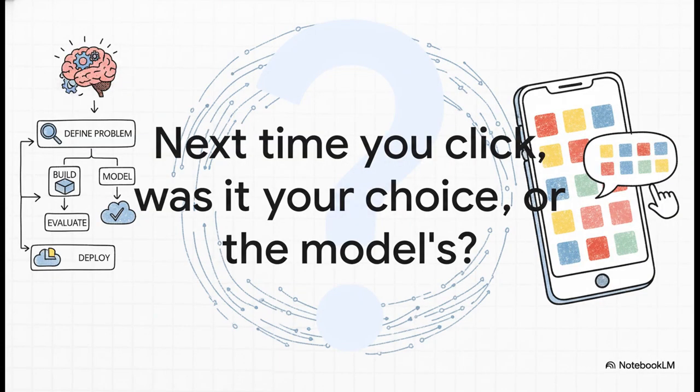And really, it brings our whole journey full circle. You have the problem definition, predicting a click. You have the models being built and constantly evaluated. And you have deployment at a truly massive scale, all designed to influence our behavior. So it leaves you with a final thought. The next time you're scrolling and that one thumbnail just seems to jump out at you, was that really your choice? Or was it just the perfect prediction?